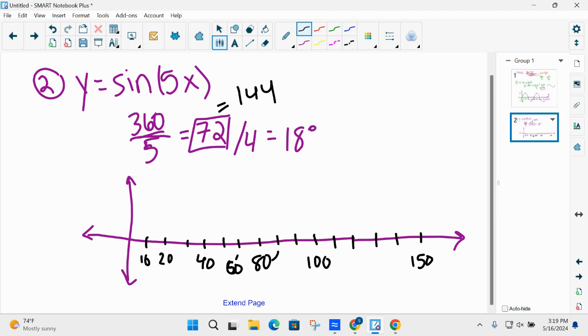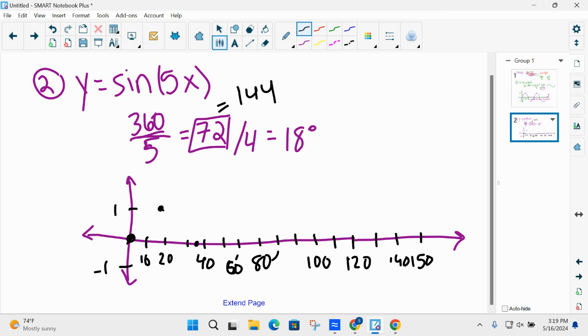That's that. So that'd be 120 and 140. Okay. And the amplitude here is 1. So I just need 1 here and -1 here. This is sine, so we start at the origin. That means I'm going to have a maximum at 18. And then 18 degrees later will be at 36. So at 36, we're going to have an intercept.